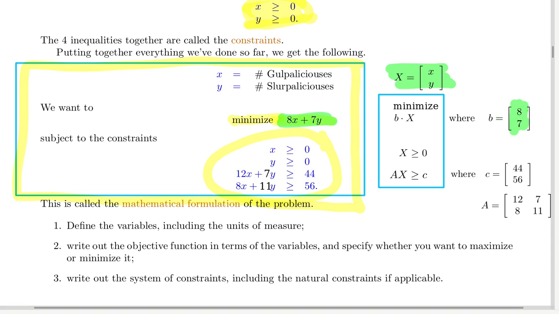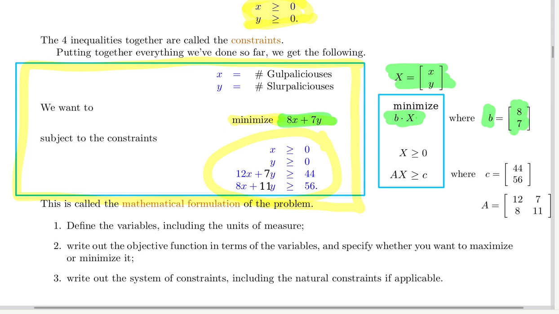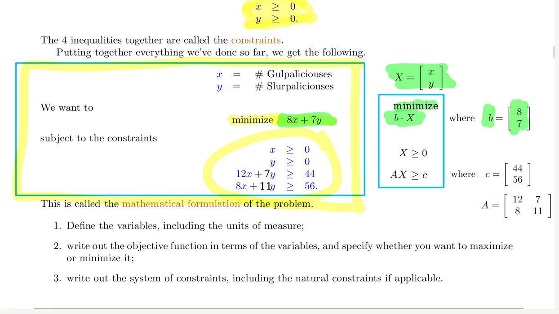So I'm going to call the vector 8, 7 b. That's also a column vector. And the objective function is b dot x, right? It's a dot product. And of course, we're trying to minimize that, right?